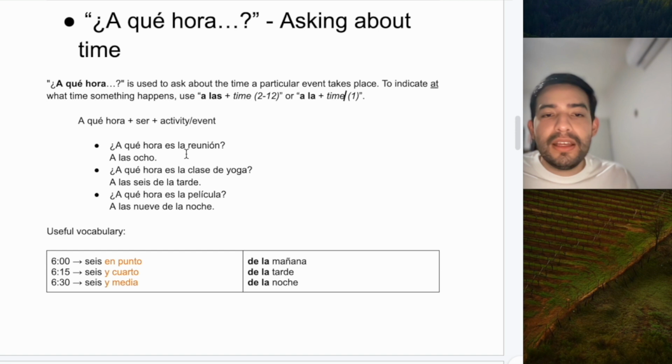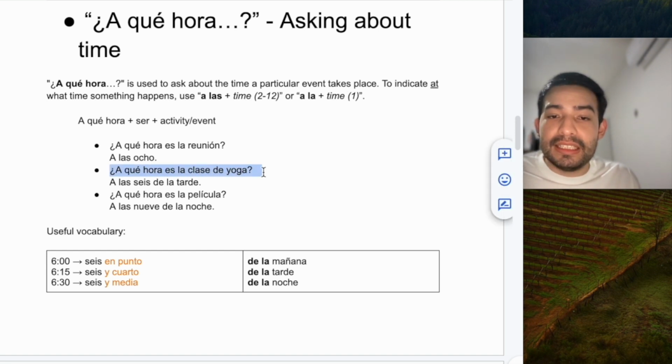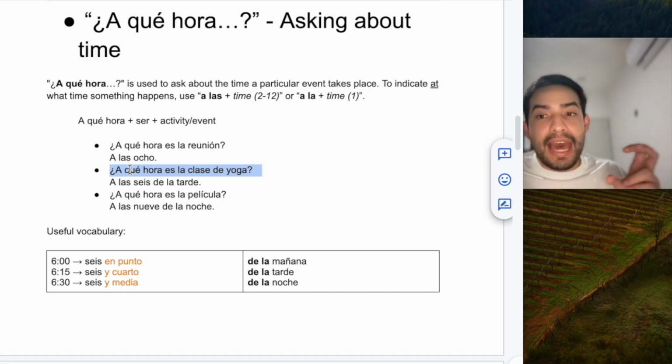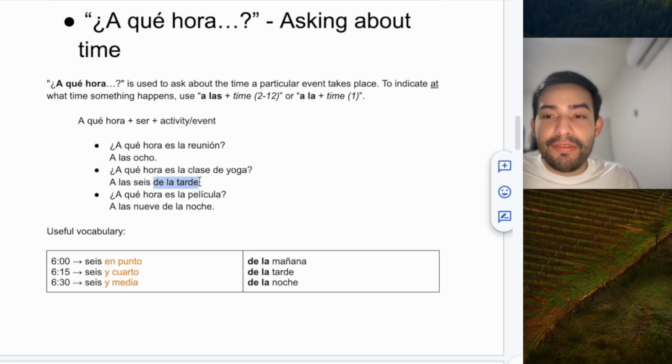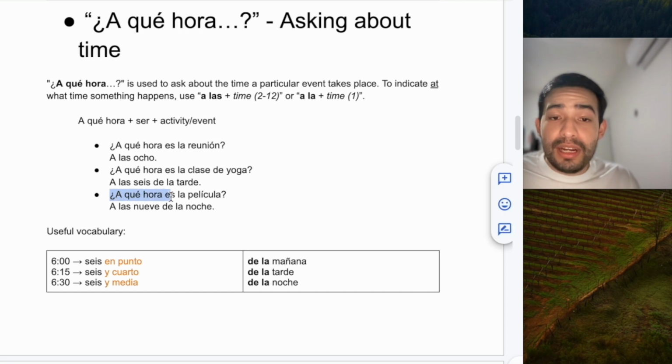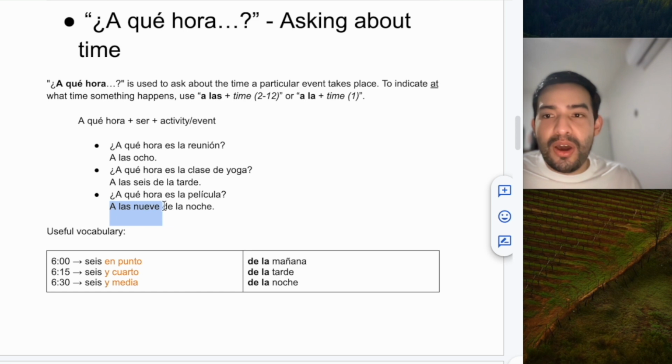Okay, moving on. I'll just again read this and translate. ¿A qué hora es la clase de yoga? At what time is the class of yoga? What time is the yoga class? A las 6 de la tarde. At 6 p.m., in the afternoon, okay? ¿A qué hora es la película? What time is the movie, la película? A las 9 de la noche. At 9 of the night, which means 9 at night.